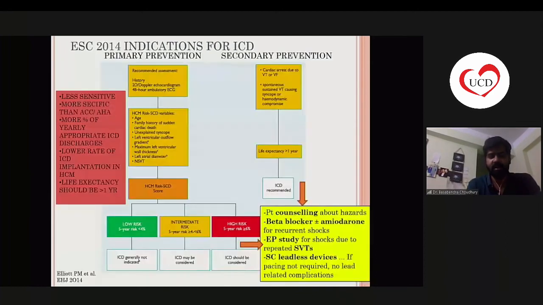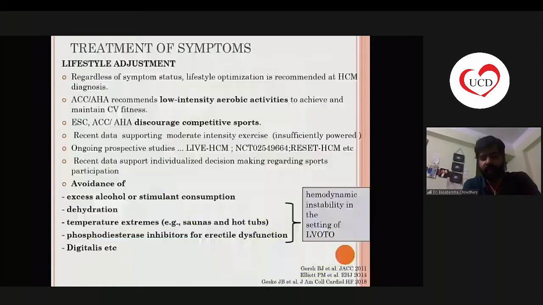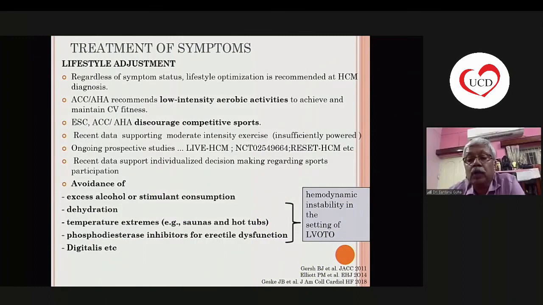Next slide. The ESC suggests an HCM Risk-SCD score which predicts the 5-year risk. If it is more than 6, we can go for an ICD implantation for primary prevention. Of course, for secondary prevention, it is a class 1 indication. And to be noted is that life expectancy of the patient should be more than 1 year. Next slide. Please come to the conclusion.